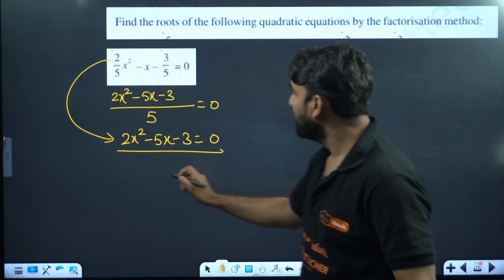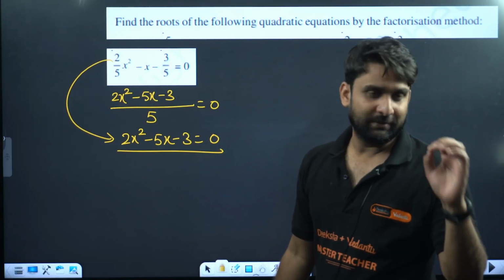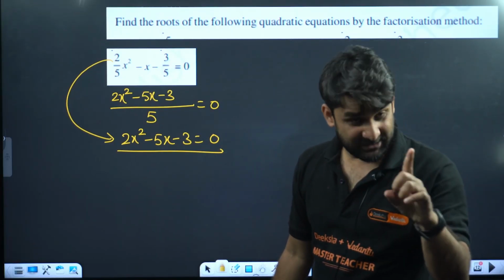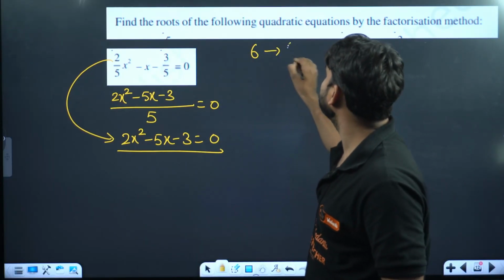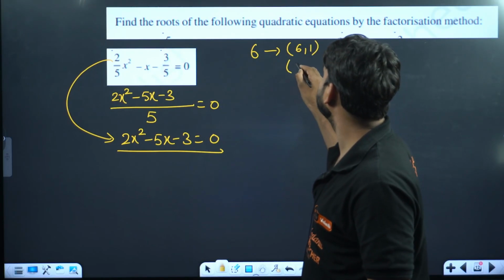So let's solve. You all know, to apply the factorization method, the first step is to multiply a with c. So 3 into 2 is 6. For 6, make pairs of its factors. 6 and 1 will be there.